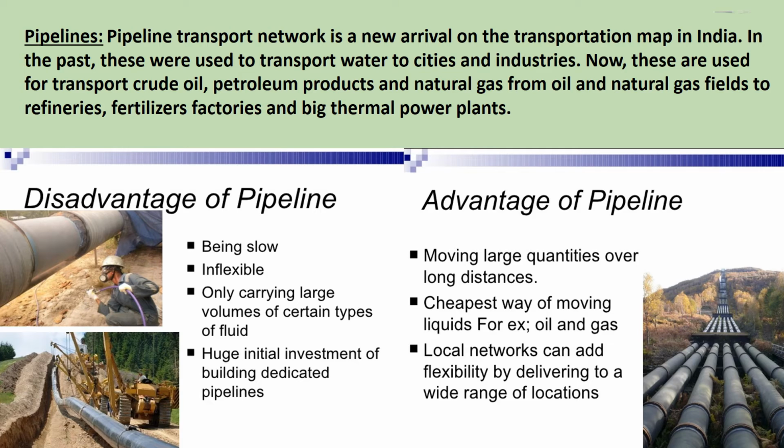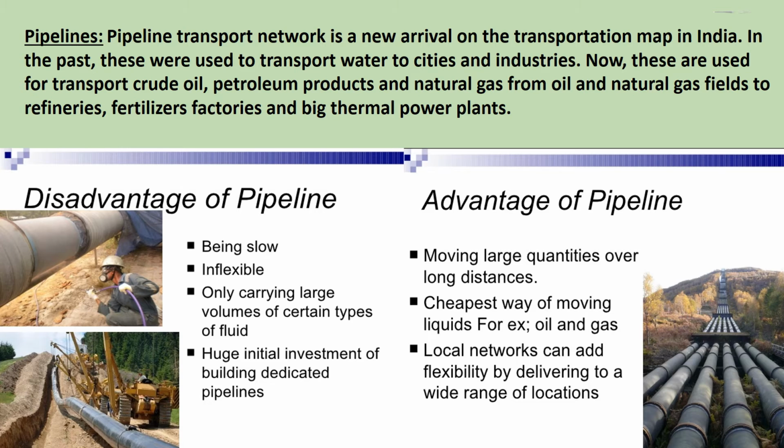Pipelines. Pipeline transport network is a new arrival on the transportation map in India. In the past, these were used to transport water to cities and industries. Now these are used to transport crude oil, petroleum products and natural gas from oil and natural gas fields to refineries, fertilizer factories and big thermal power plants.